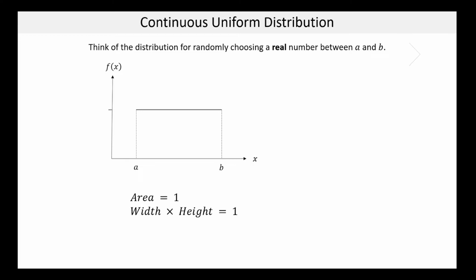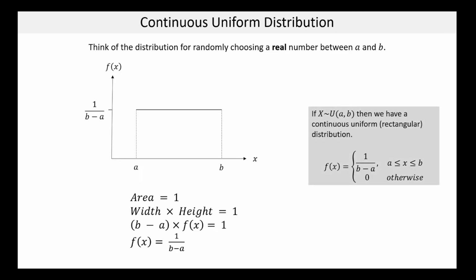The width is the difference between B and A, so that's B minus A. I'll multiply that by our function, and that should equal 1. Rearranging, we get that the function equals 1 over B minus A. For a continuous uniform distribution, the value of the function is 1 over B minus A. In general, we can describe this continuous uniform distribution's PDF just like this. As soon as I tell you the values of A and B, you should be able to put together the PDF function.